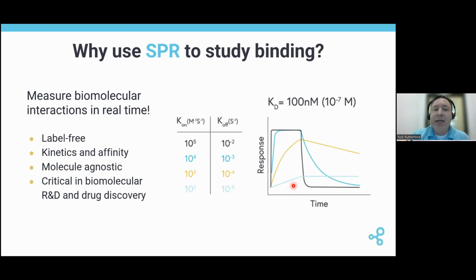The other nice thing is that the SPR is molecule agnostic. It works for a broad variety of applications, and it is becoming a critical step in research and discovery as well as drug discovery. You have to prove that the drug you're actually developing is doing what you say it's doing, and looking at and understanding the interactions and the affinity is a critical step for that.